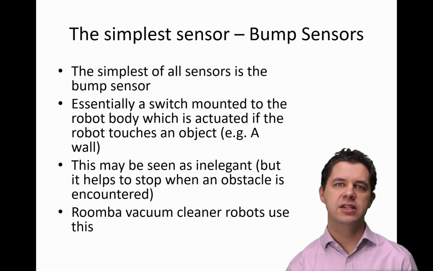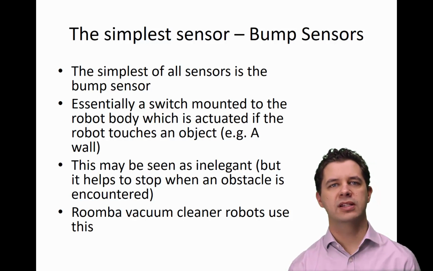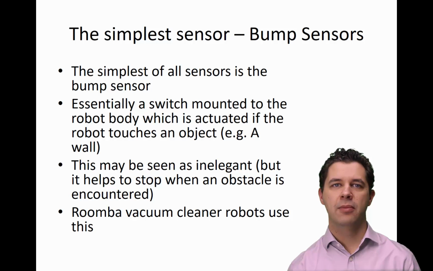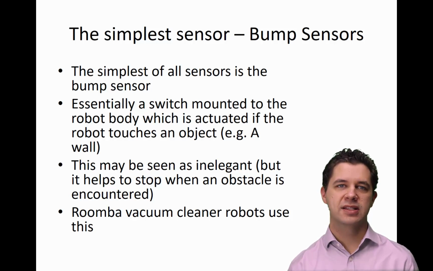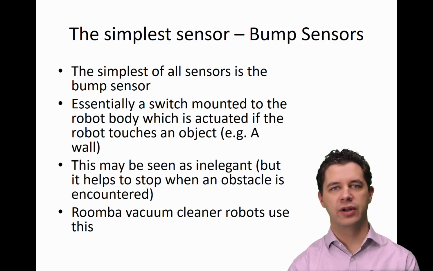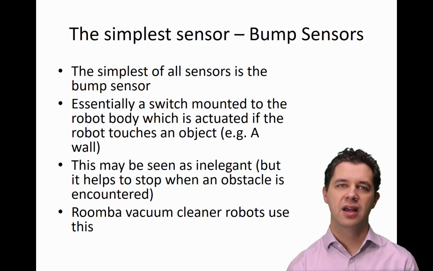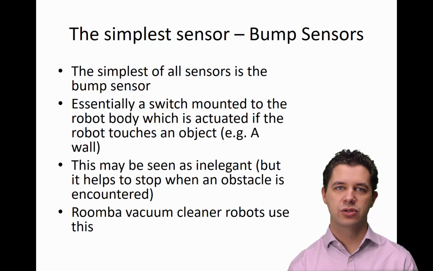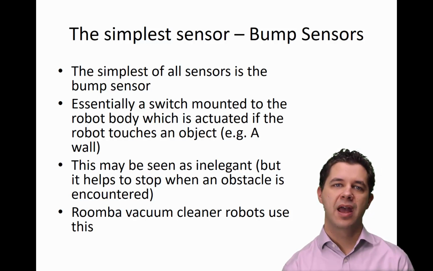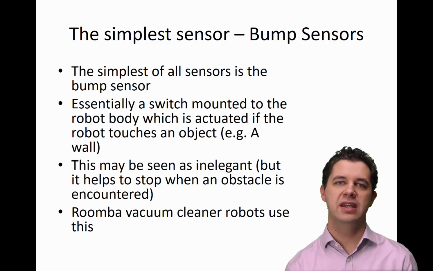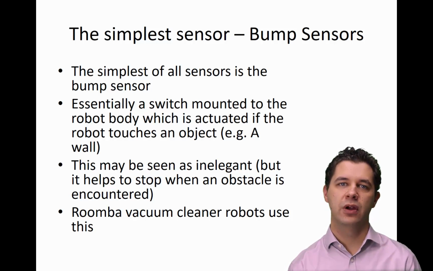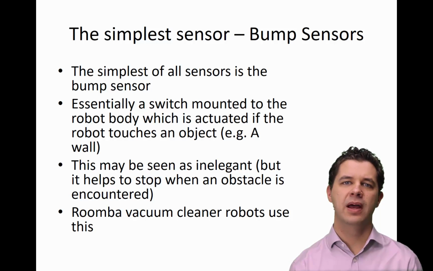And before we get into all the other fancy range finding techniques, particularly the ones that we use in robotics, let's look at the simplest sensor of all, the bump sensor. Essentially, this is normally composed of a switch mounted on the robot body, and we have some sort of way that this is actuated, i.e. a wall or a chair leg or something like that. It might be seen as fairly inelegant, but it helps us stop when an obstacle is encountered. And particularly we don't want to damage things within our environment. Some vacuum cleaners, particularly the Roomba vacuum cleaners, have for years used this sort of technique. Very simple, very cheap, a bit inelegant, but it actually does work.